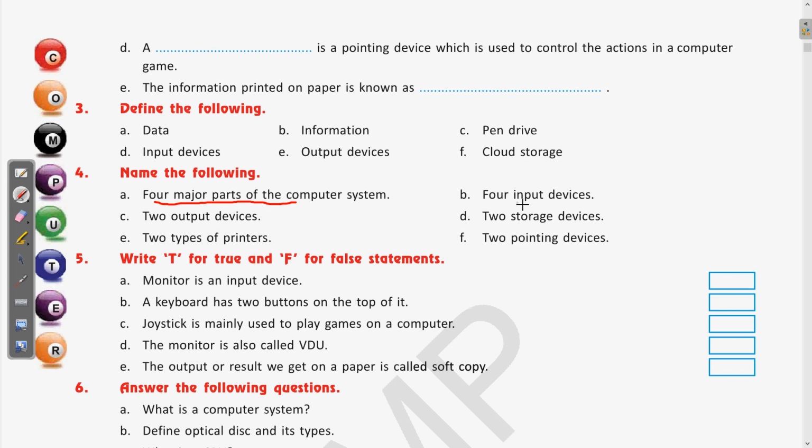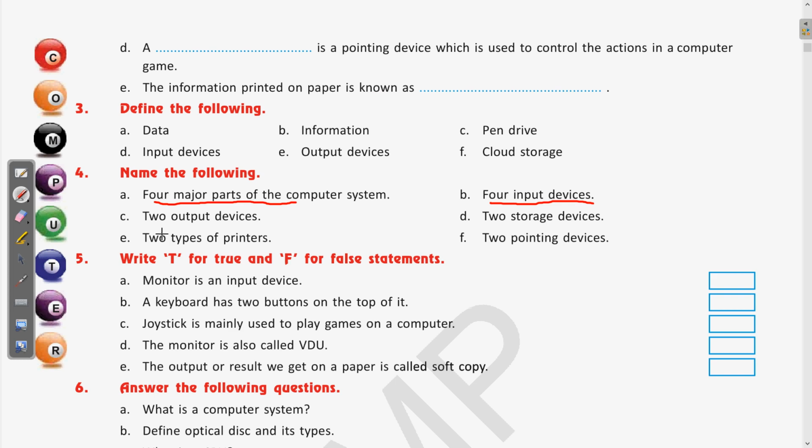Next question, four input devices. I hope this is very easy. You only have to write input devices. So in that you can write mouse, then keyboard, then we have scanner, and also you can write joystick. Clear? So you have to write only the input devices. I hope you have already done this.